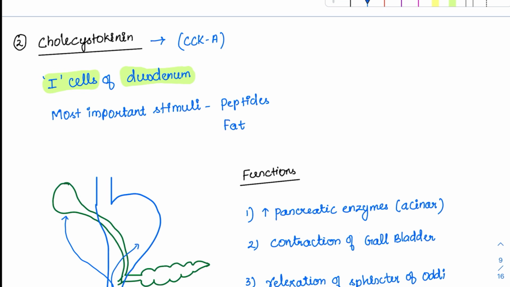Contraction of the gallbladder is involved in digestion, or emulsification, of the fat. But the most important stimulus for CCK secretion is not fats, it's again the peptides, which are very, very important for its secretion. So peptides are the most important stimulus, even more than the fatty acid substance. This is one thing to note down.